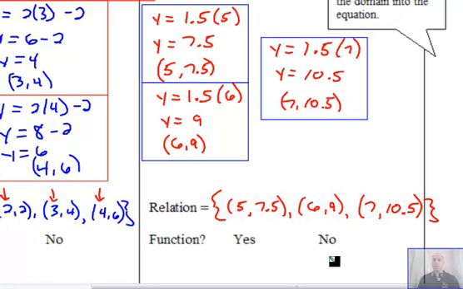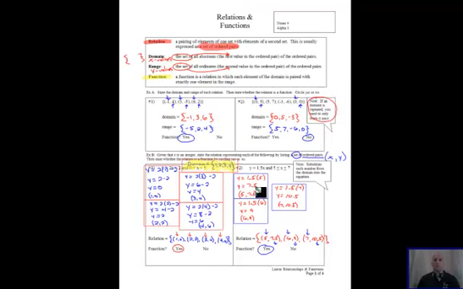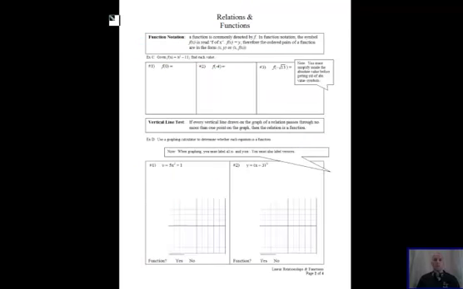And my set, is this a function? Yes. If I put a 5 in, I only get one choice out. I put a 6 in, I only get one choice out. I put a 7 in, I only get one choice out. Is it a function? Sure is. Next we have function notation.